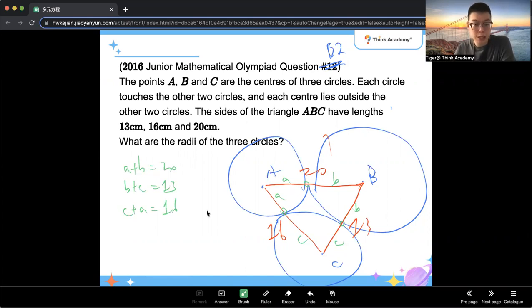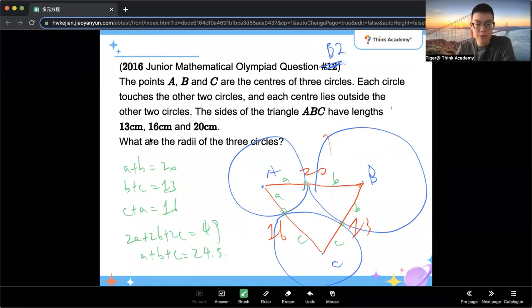As I said, you just need to combine all of them such that all the unknowns have the same coefficient. So we have 2A adding 2B adding 2C equals 49, such that A adding B adding C is equal to 24.5, right?